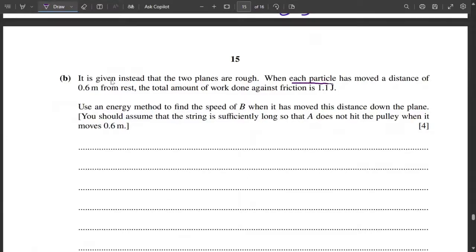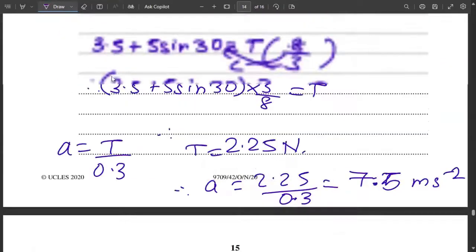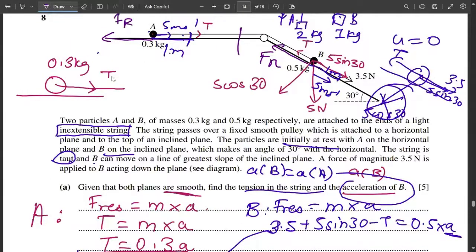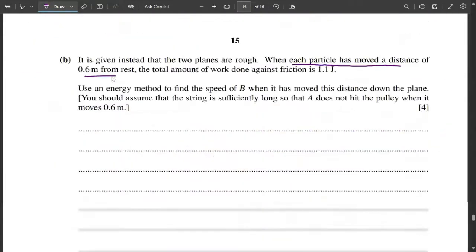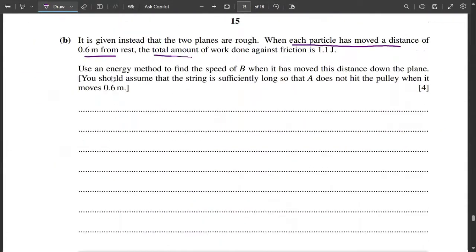When each particle has moved a distance of 0.6 meters from rest. Okay, so what do you mean by that? Let's assume this to be 0.6 meter. If A moves 0.6 meter downwards, even B compulsorily has to move 0.6 meter downwards. The total work done against friction is 1.1 joule. Use an energy method. Okay, very easy question, 4 free marks for us. To find the speed of B when it has moved down this plane, you should assume that the string is inextensible.